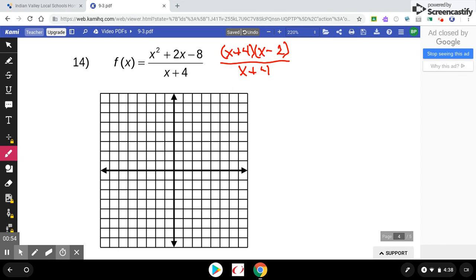Okay, you must establish what x cannot equal. Those are called restrictions, excluded values, or undefined values. X cannot equal negative 4. If I plug negative 4 in, I get 0 on the bottom. 0 on the bottom is a no-no.